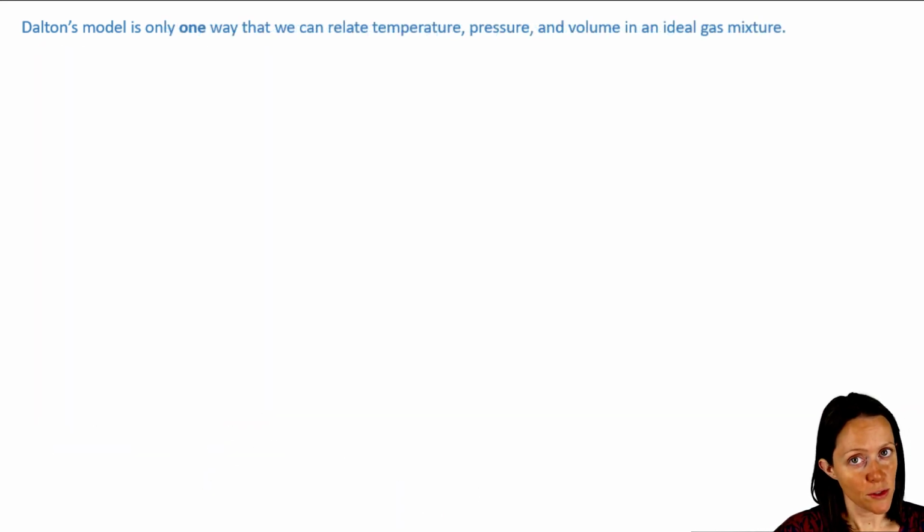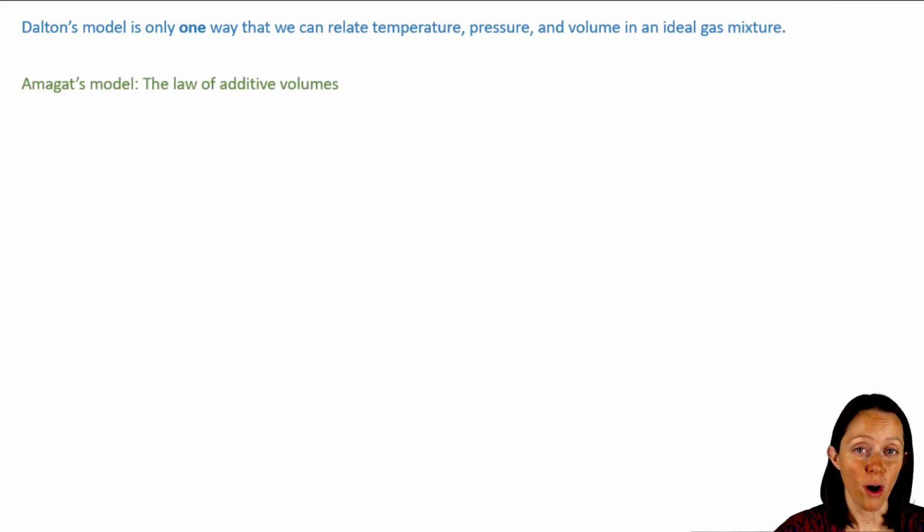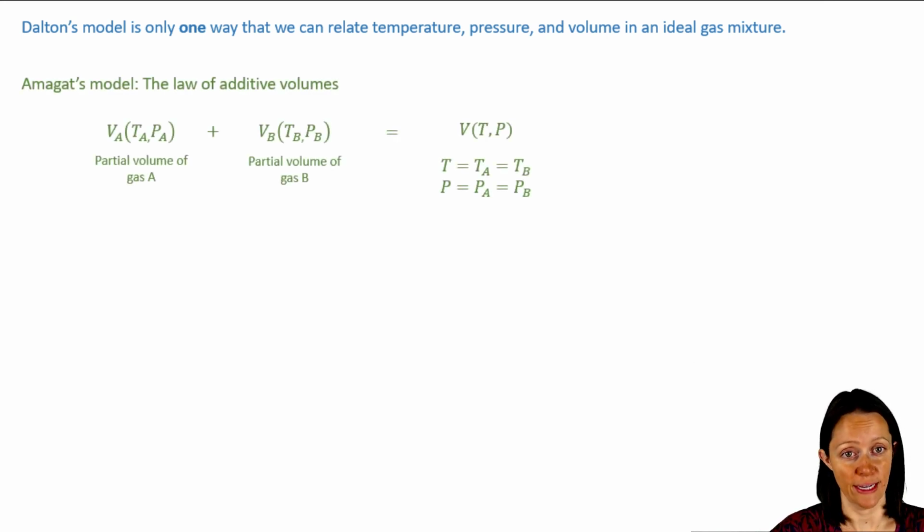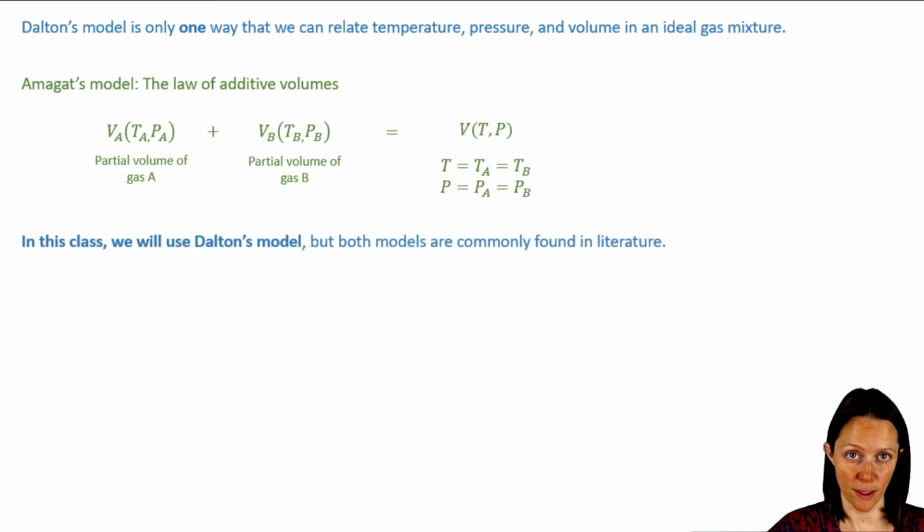So Dalton's model is the one that we're going to use, but there are other models, specifically Amagat's model, which is the law of additive volumes. So you may see that referenced in other places in literature. It's also very common. But in this class, we use Dalton's model just to keep things nice and simple.